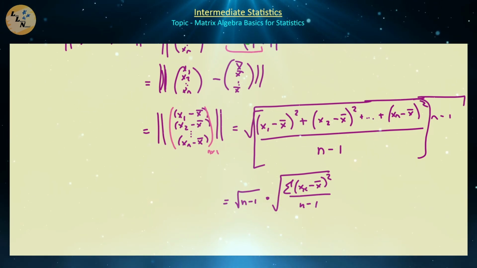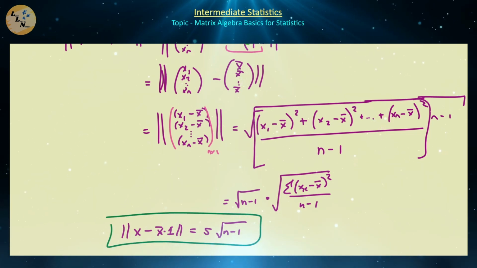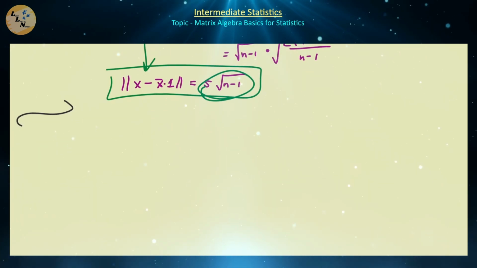So what we have here is that the norm of x minus x bar times the vector of 1s is precisely equal to the standard deviation times the square root of n minus 1. Right? So you can see how this is a nicer way of representing this not so nice looking notation. But of course, that's just a pedagogical example of linear algebra for matrices and statistics, but later on we'll get into more useful concepts.